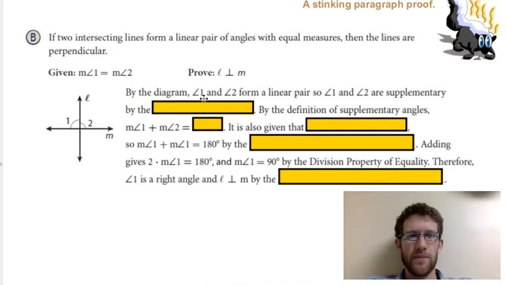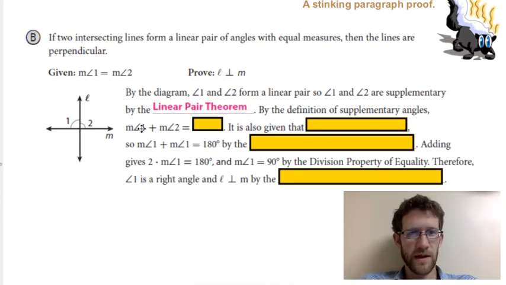So by the diagram, angle 1 and angle 2 form a linear pair, right? A linear pair is when I have a line that's cut by a ray, and that forms two angles. So angle 1 and angle 2 are supplementary using the what theorem? Linear pair theorem. That means they add up to 180. Why? Because that's the definition of supplementary angles.